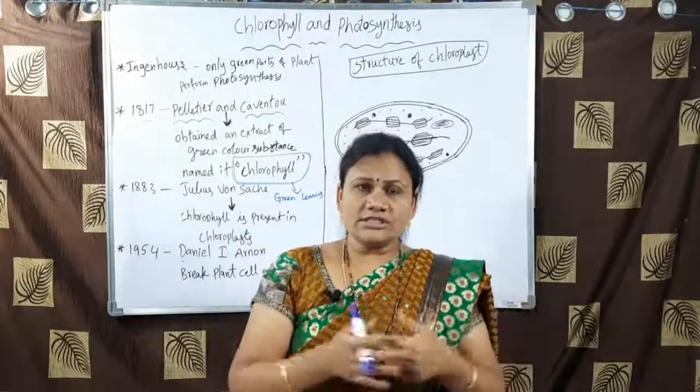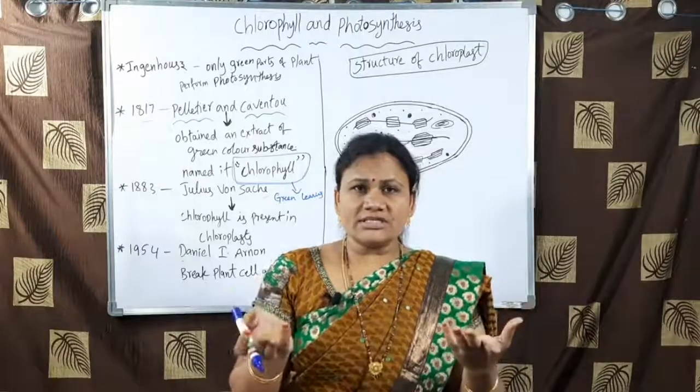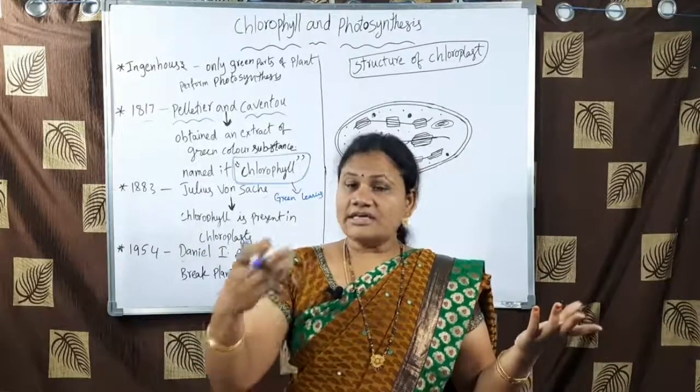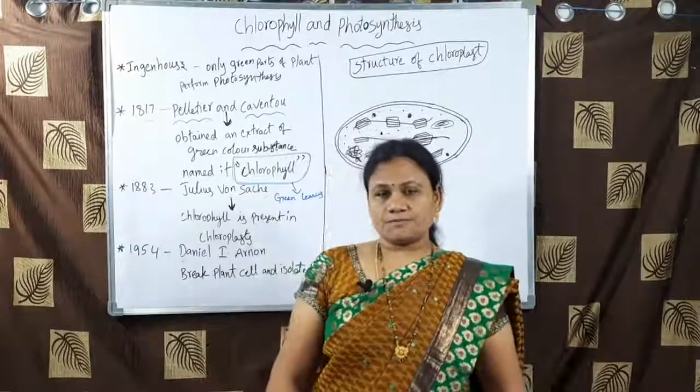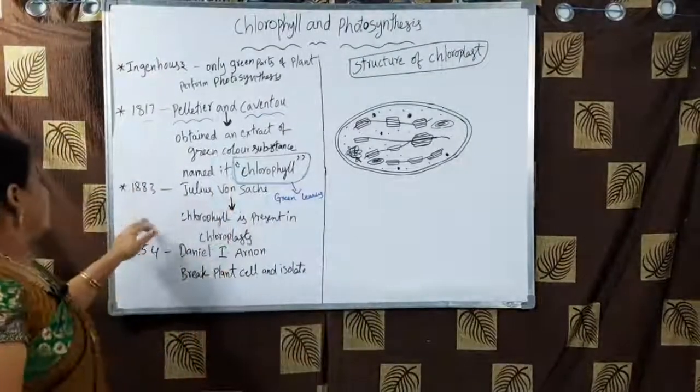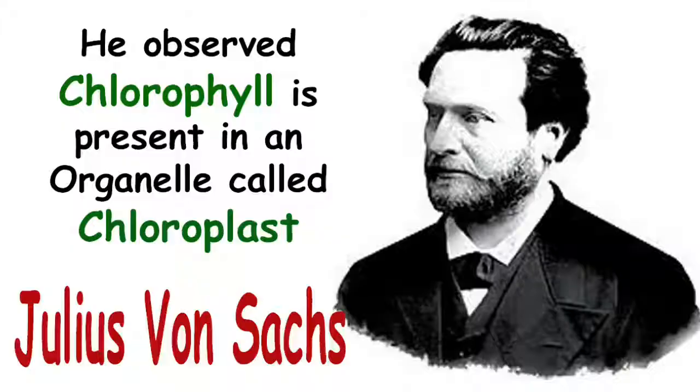So out of these organelles, where will it be present? Don't know until the next 6 decades. And after that, in the year 1883, Julius von Sachs proved that chlorophyll is present in chloroplast.